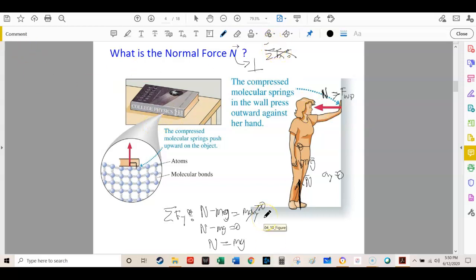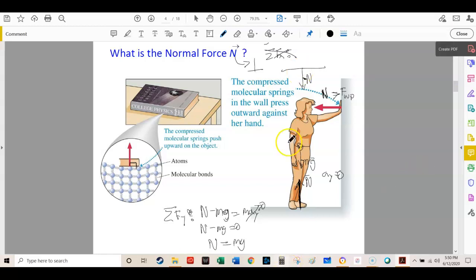But the point is, a normal force is perpendicular, and that's why they call it the normal force. It's perpendicular to the surface. And the term surface could mean a wall, it could mean the ground, or it could even mean the ceiling. If her hand was against the ceiling up here, you'd have a normal force working straight down. Okay.